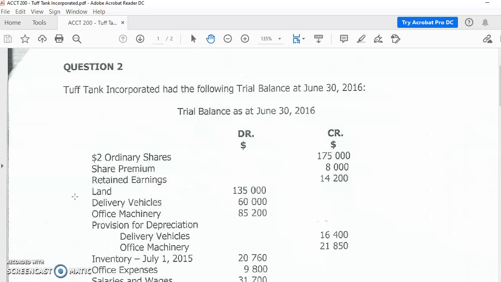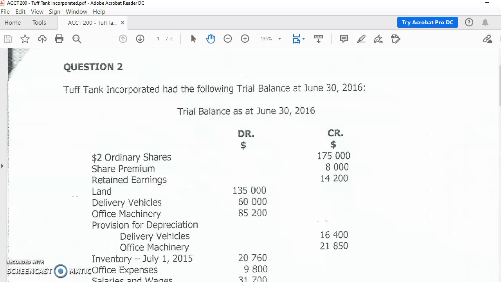In our previous video, we would have introduced you to the elements of published accounts and what the Company Act would state, and all the various elements that we will be looking at in this particular question. So the question states that Tuff Tank Incorporated had the following trial balance at June 30th, 2016.